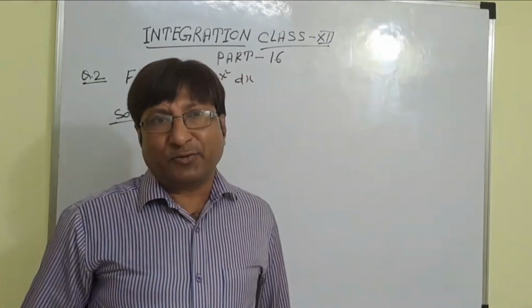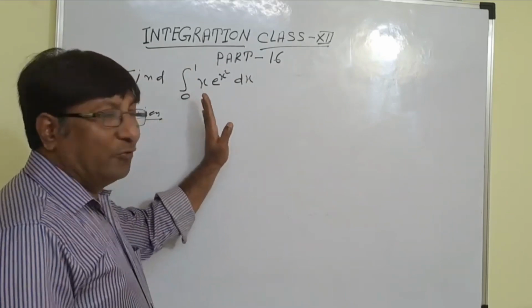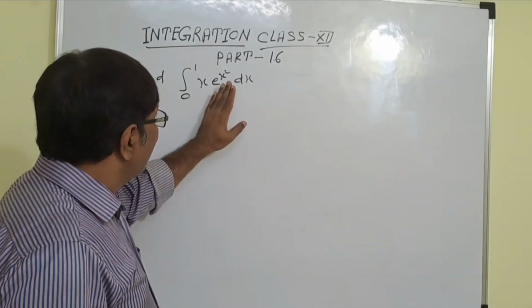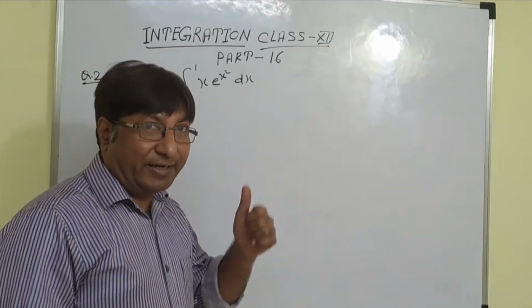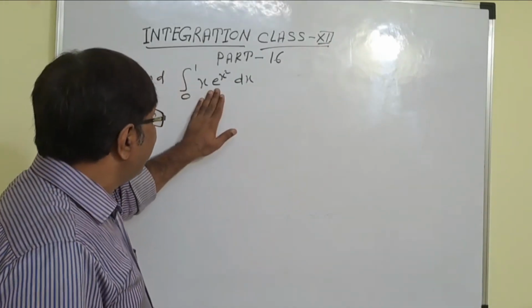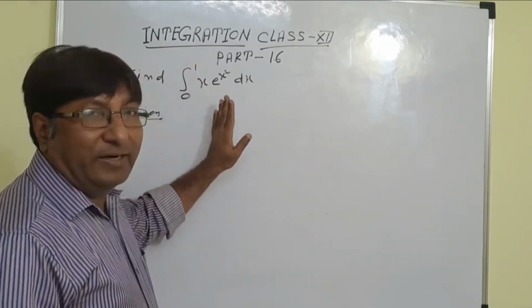Now see the next question. The next question is: find the integration from 0 to 1 of x e to the power x square dx. So this is also a definite integration. First we will integrate the given function, and then we will use the upper limit and lower limit.